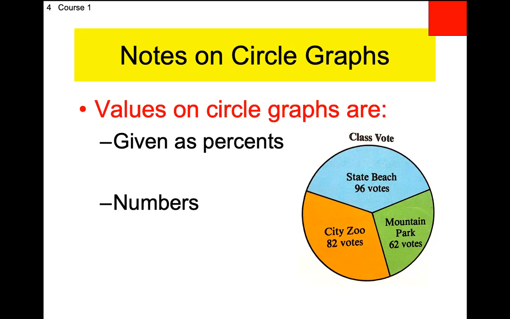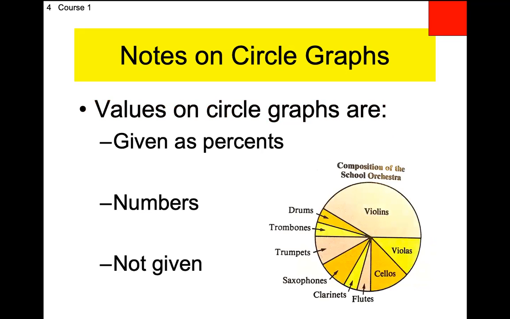So values on a circle graph can be written as percents. They can be written as numbers. We go back to the maker of the graph gets to choose whether they want to use percentages or numbers. It's entirely your choice. Lastly, sometimes numbers aren't even given. Well, here's a circle graph, and let's see, composition of the school orchestra. In other words, which instrument has the most of it in this orchestra? And it's really visually easy to see that there are more violins than any other instrument in the entire orchestra.